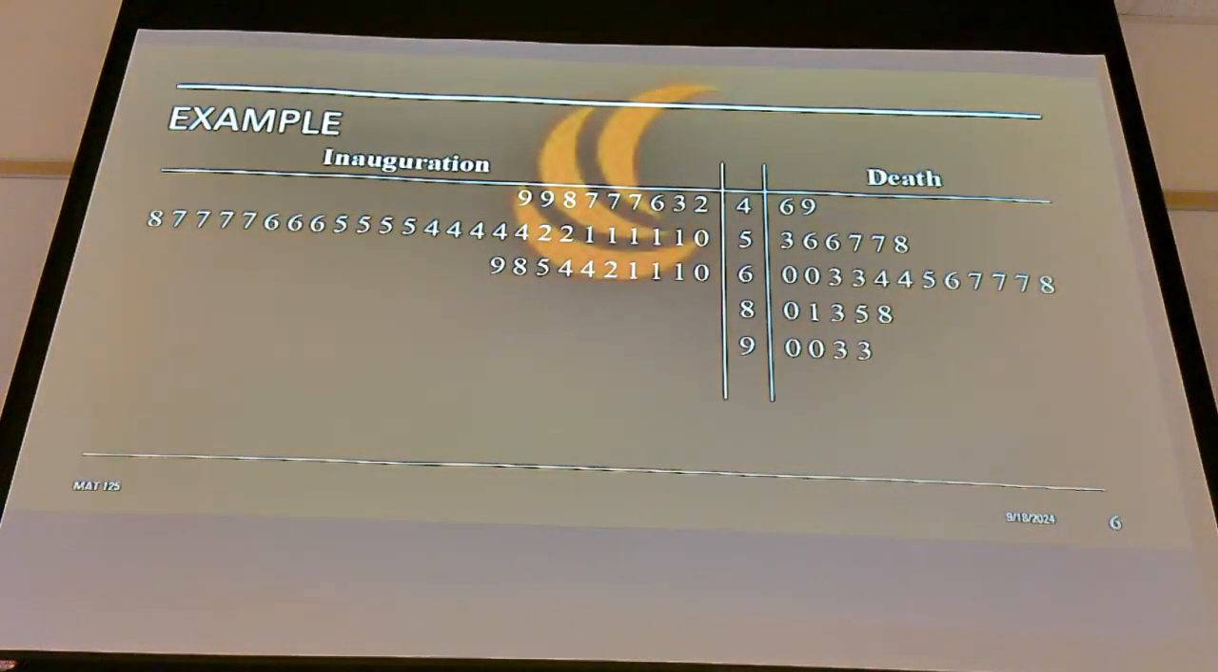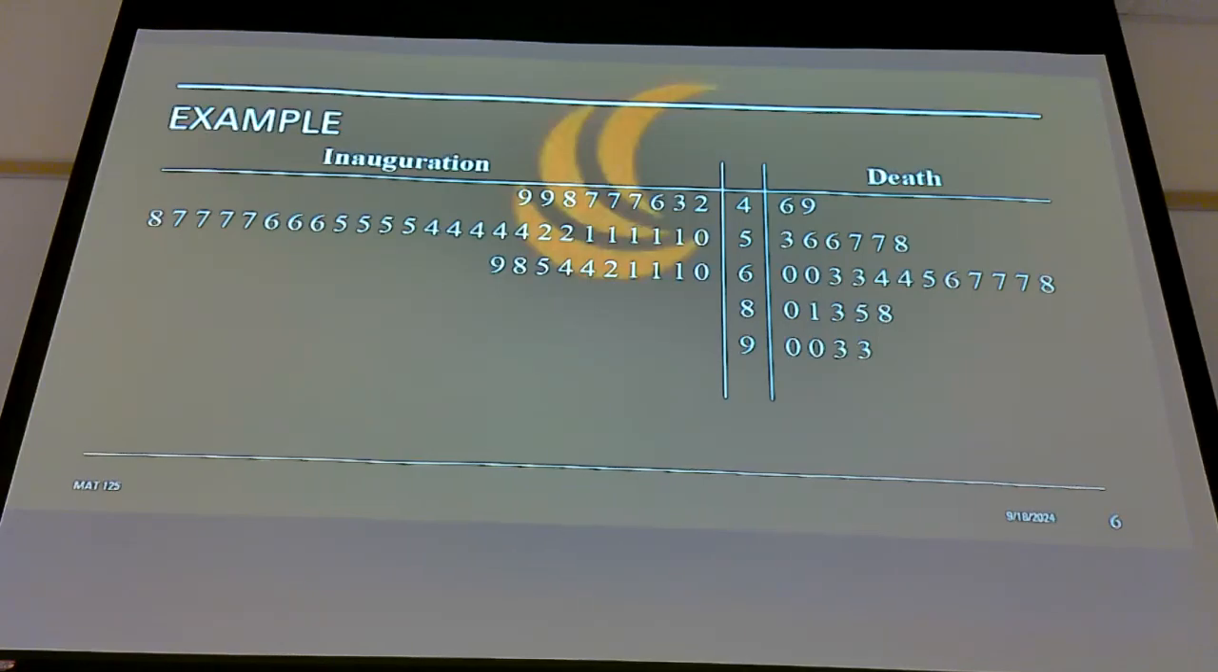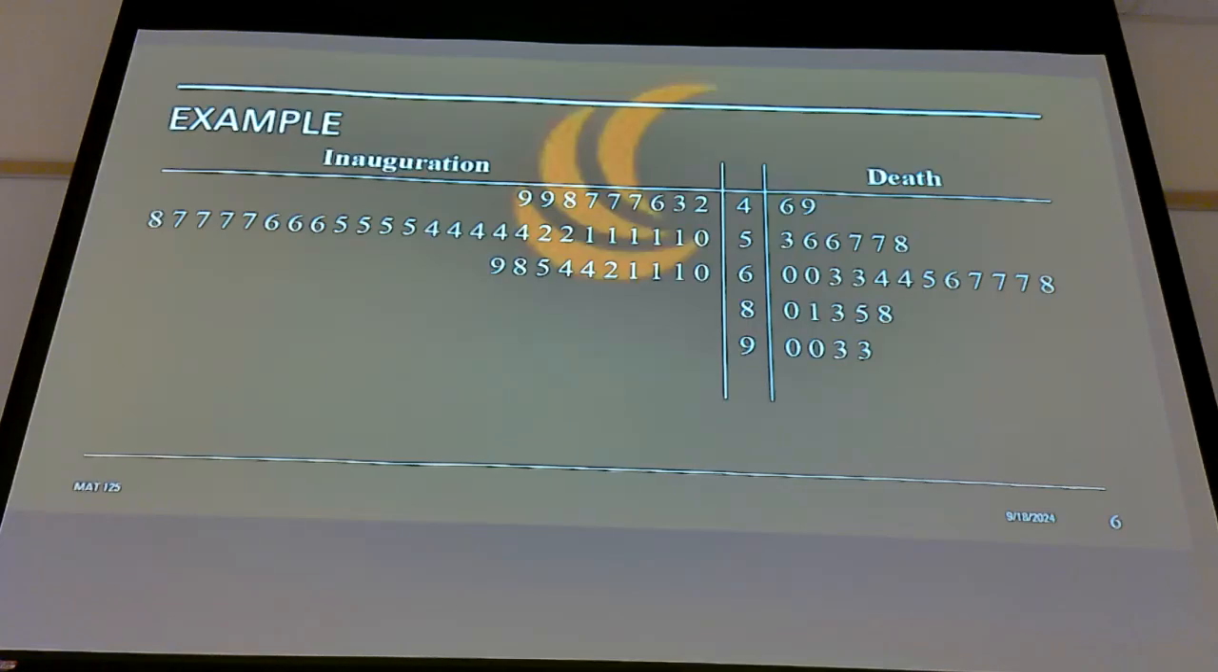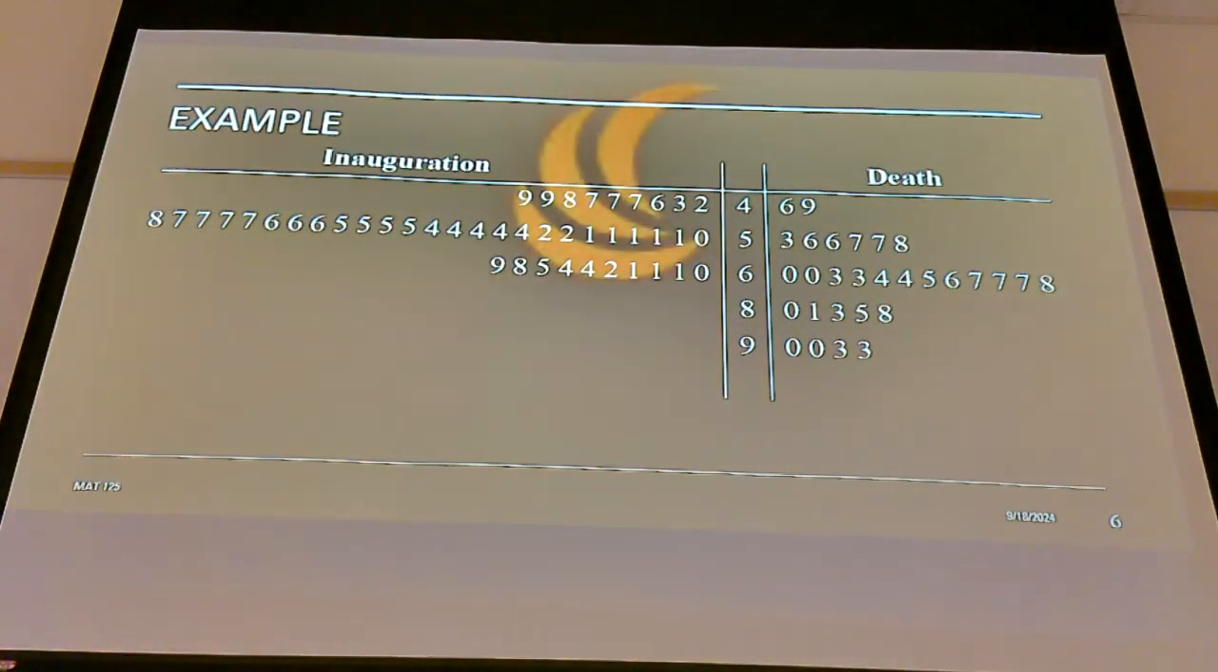So then this would be the back-to-back stem and leaf plot. And again, you can look at this and go, okay, well, what was the oldest inauguration age? And the oldest death, 93. Youngest death, 46. That's a shame. Who was that? Oh, that's true. That actually is a shame.